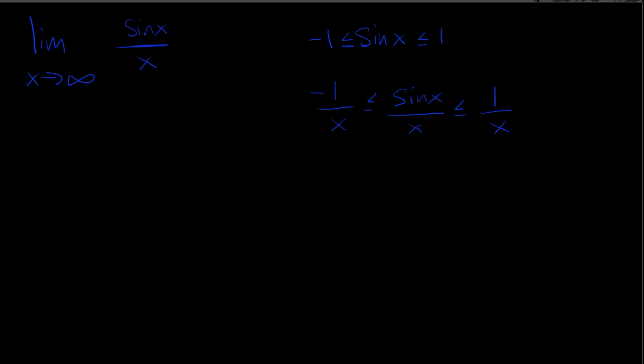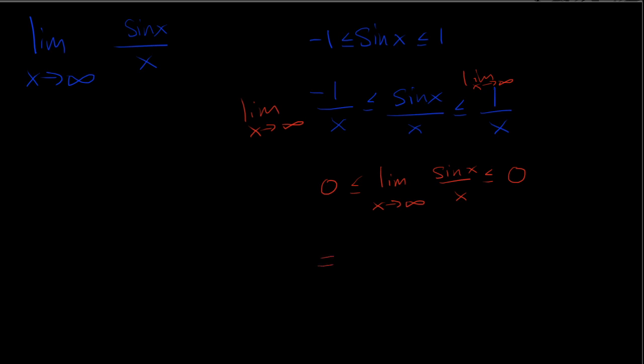So if I take the limit as x approaches infinity, negative 1 over x is going to go to 0. And now I'm going to have the limit as x approaches infinity of sine x over x. And I'm going to also take the limit as x approaches infinity of 1 over x. And that again is 0. So the limit as x approaches infinity of sine x over x is between 0 and 0.